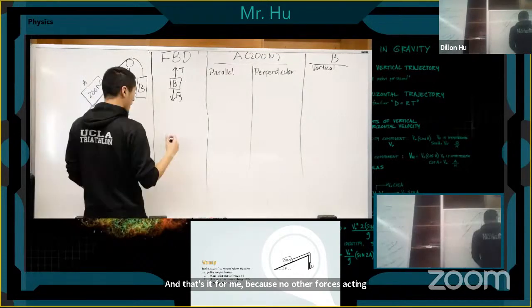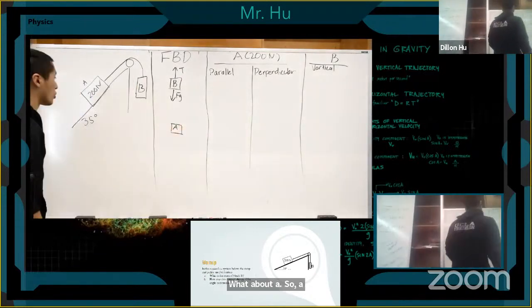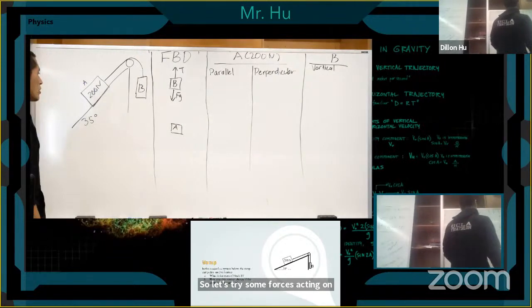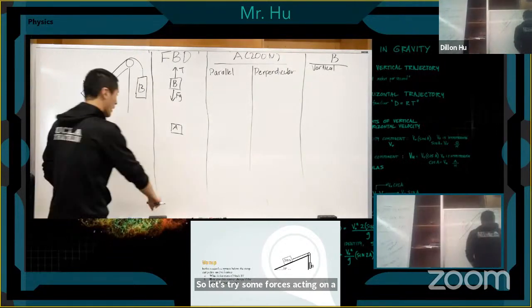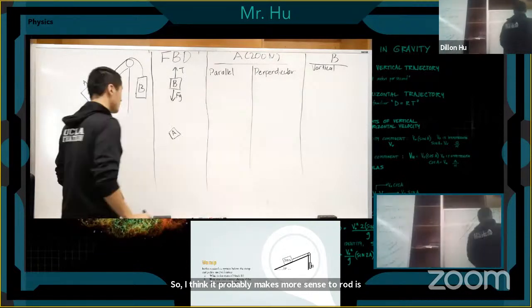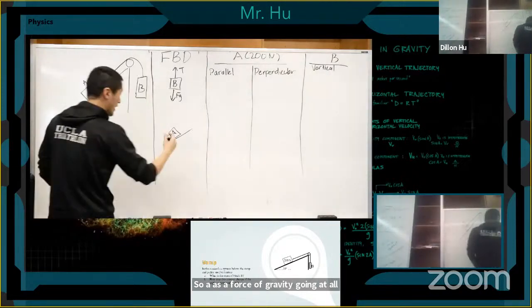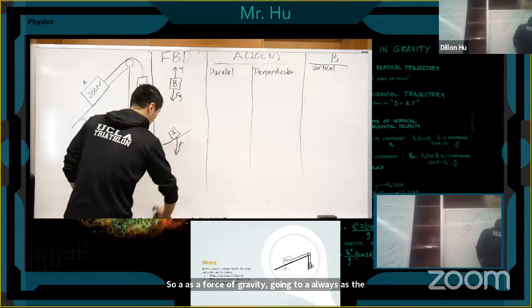What about A? A is at an angle. So let's draw some forces acting on A. I think it probably makes more sense to draw this A rotated slightly. A has the force of gravity going straight down, as always, nothing special.